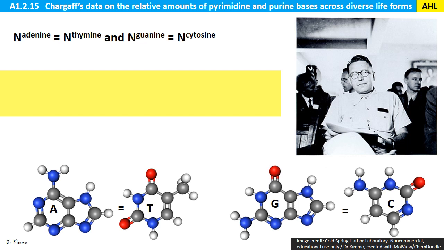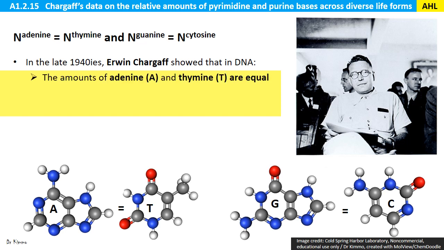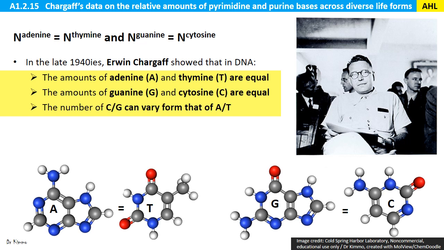And now to another discovery. In the late 1940s, Erwin Chargaff showed that in DNA, the amounts of adenine and thymine are equal. He also showed that the amounts of guanine and cytosine are equal. The number of cytosine guanine can vary from that of adenine thymine.